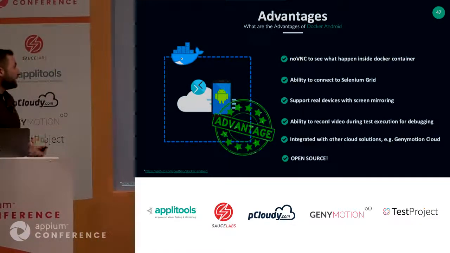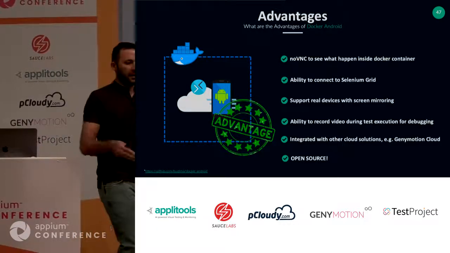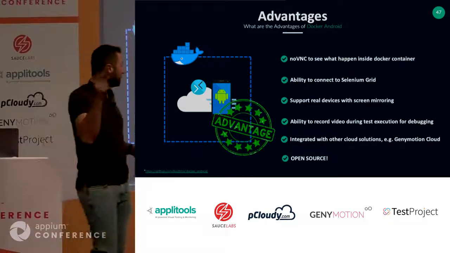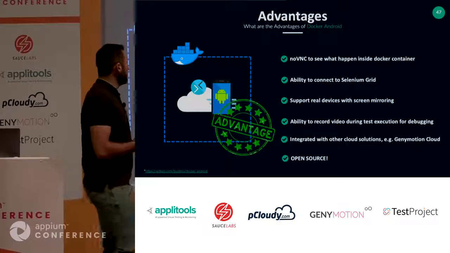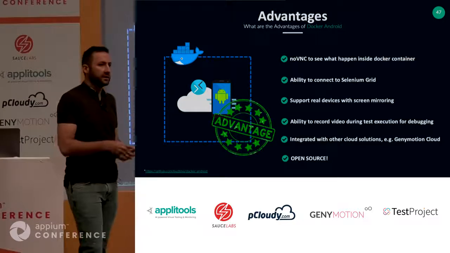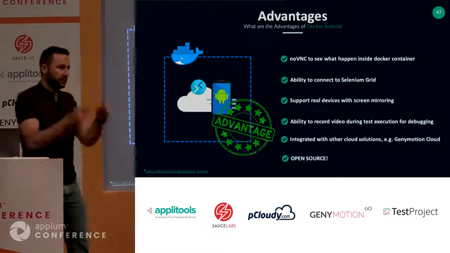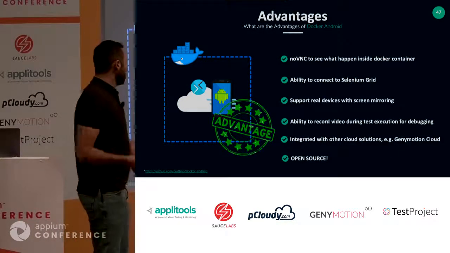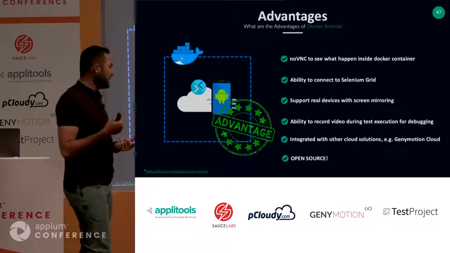So the advantages are that you don't need a VNC anything. You will see your emulator inside your browser, just connecting by the port. And there is the ability to connect again to the Selenium grid. It supports also real devices, so you can connect your real device and the screen will be visible inside the web page. Again, no VNC. There is the ability to record all the runs of the tests.